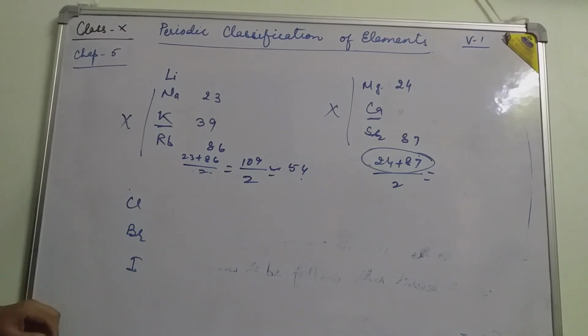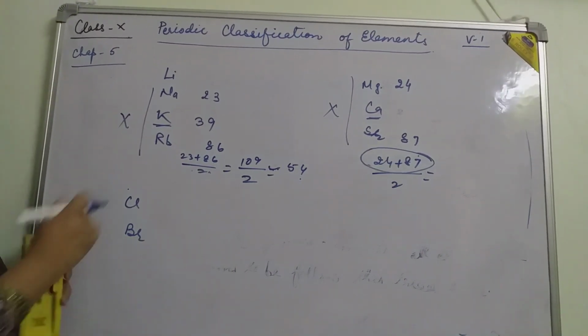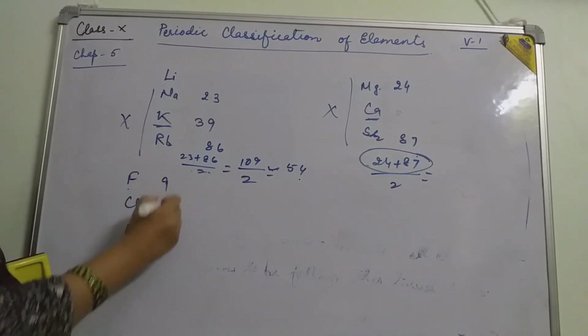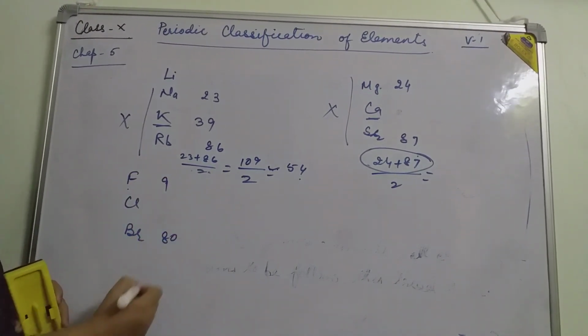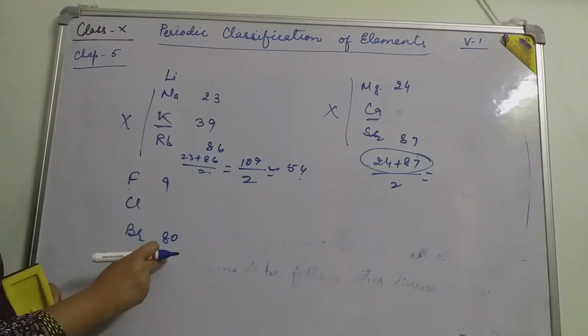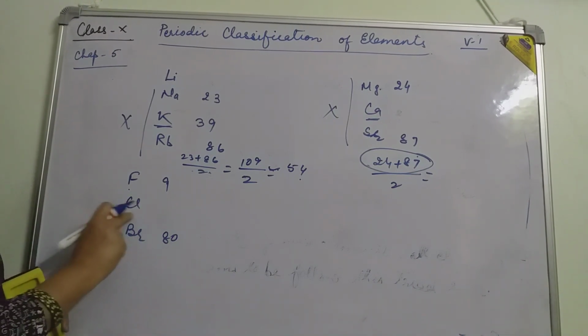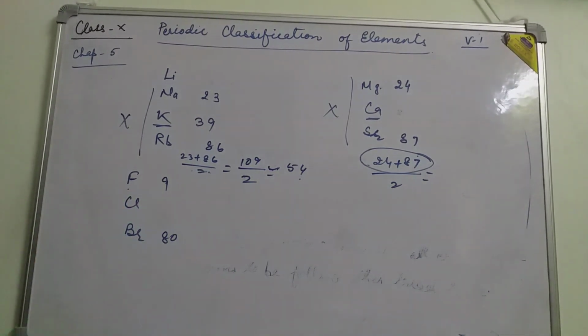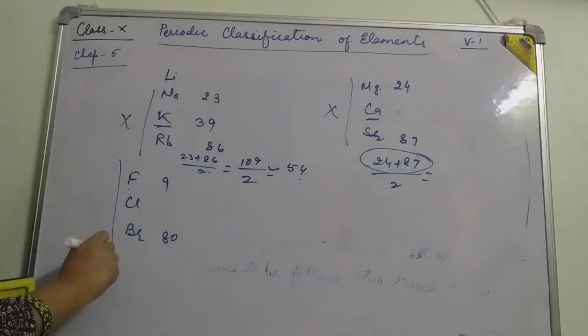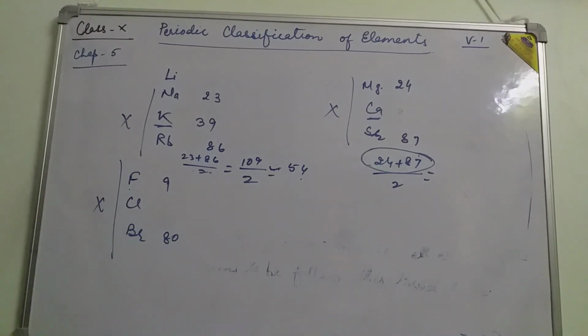But if we consider chlorine, bromine, chlorine mass 35, bromine mass, if we consider it is 89 by 2. 89 by 2 means about 45, but the mass of the chlorine is 35 or 37. So this triad is not applicable for all the known elements. So next triad is given by the Newland.